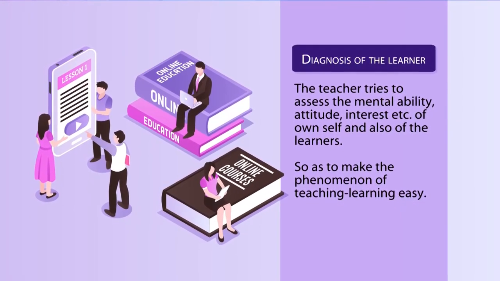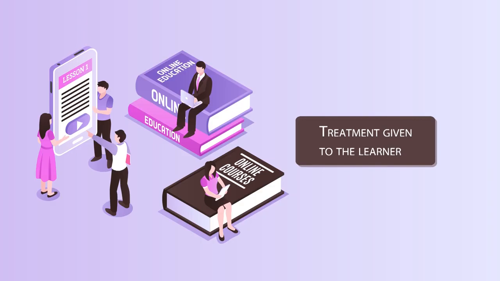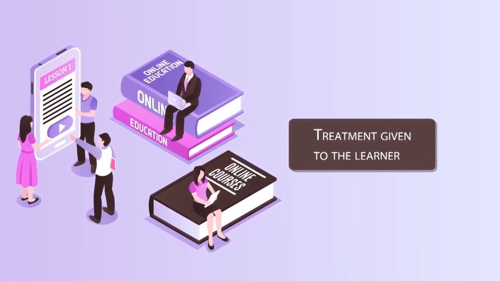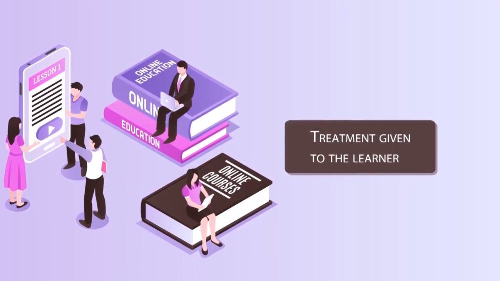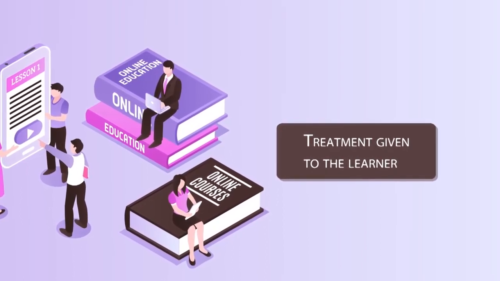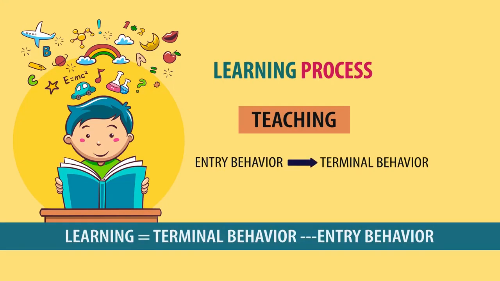The third and most important operation in the interactive phase is treatment given to the learner. By now the teacher has understood the entry behavior of the learner. He also has some estimation of where he has to take the learners, when he decides on formulating instructional objectives. So he knows where the learner stands right now and where he has to take those learners. On the basis of these two things, he knows the entry point and the terminal point. In between, the teacher has to exercise his effectiveness for accomplishment of terminal behavior by making use of entry behavior.